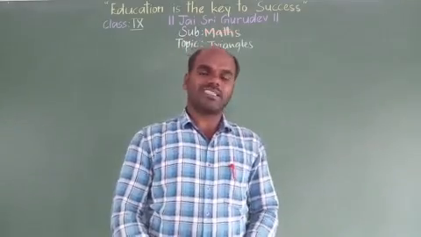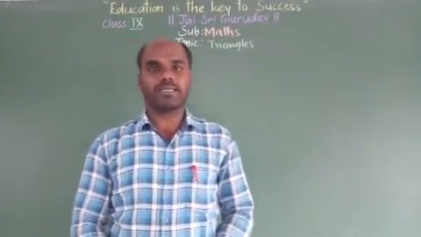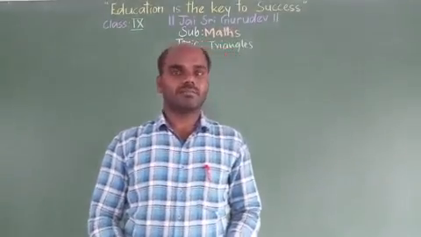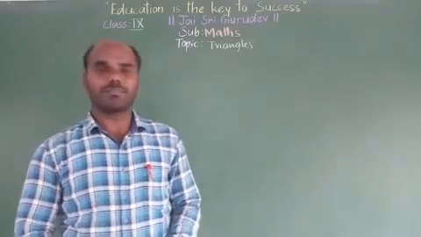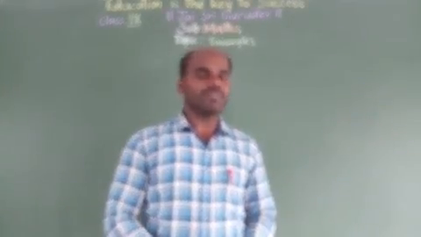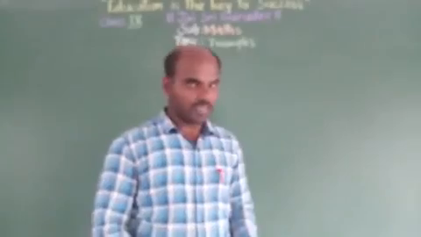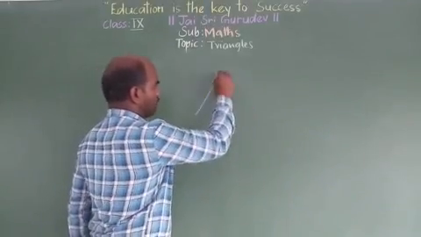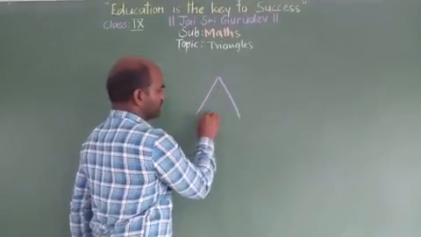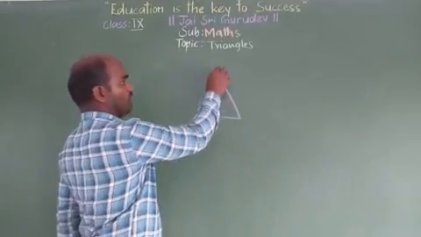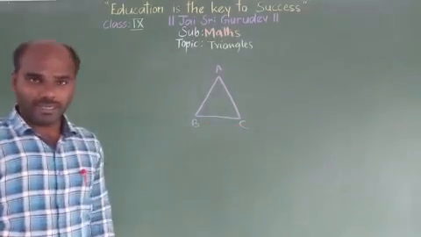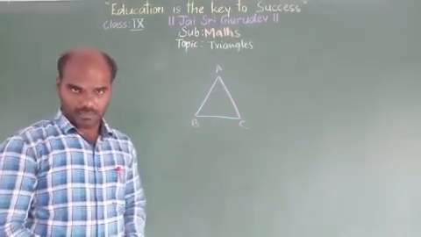Dear children, in this class, we will be discussing triangles. What do you mean by a triangle, children? A triangle is a simple closed figure formed with three sides. Yes or no, children? Yes. So if you label this one, ABC is one of the triangles.